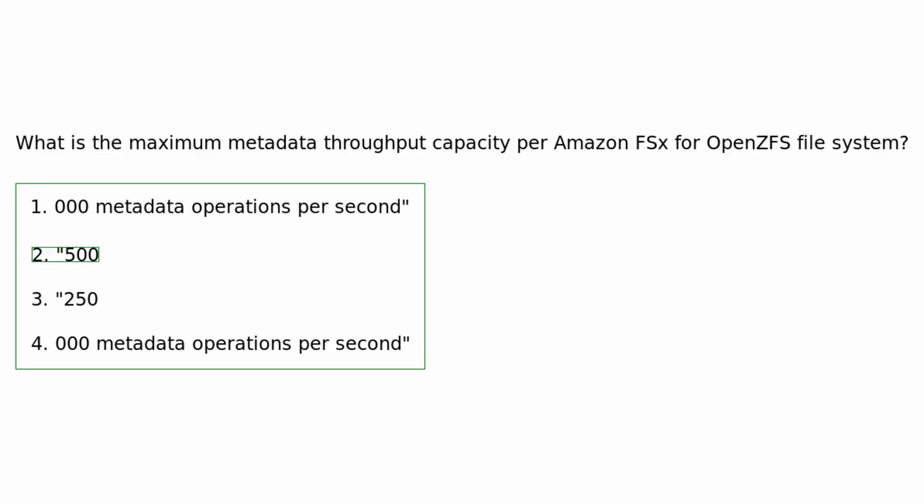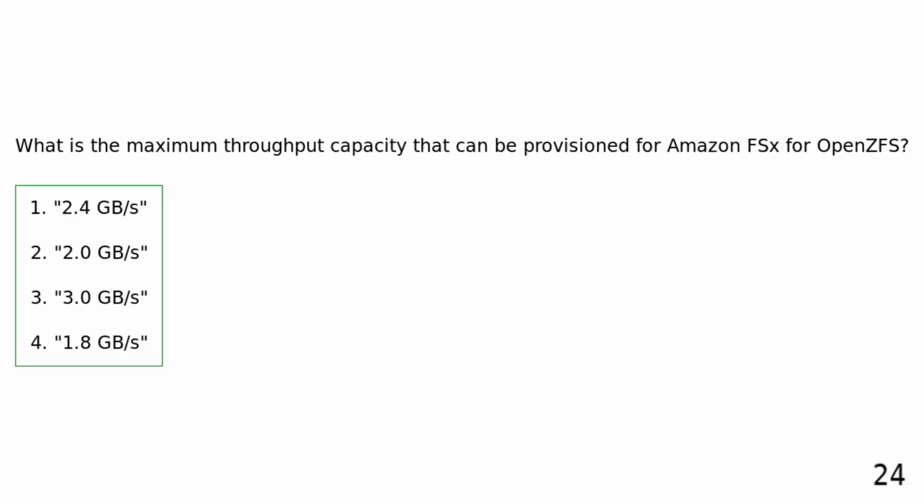750. What is the maximum throughput capacity that can be provisioned for Amazon FSx for OpenZFS? 2.4 gigabytes per second. 2.0 gigabytes per second. 3.0 gigabytes per second. 1.8 gigabytes per second. The maximum throughput capacity that can be provisioned for Amazon FSx for OpenZFS is 2.4 gigabytes per second.